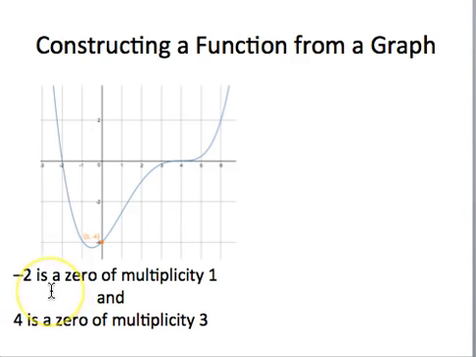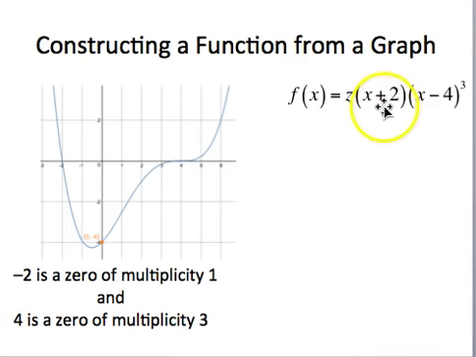If I want x to equal negative 2, that means x plus 2 is 0. So this is going to give me x plus 2 to the first power. 4 is a 0 of multiplicity 3. If I get x equals 4, that means x minus 4 is 0. I will need x minus 4 to the third power. So those are the two bits I have. z, my multiplier, I don't know what that is. z times x plus 2 times x minus 4 to the third power.